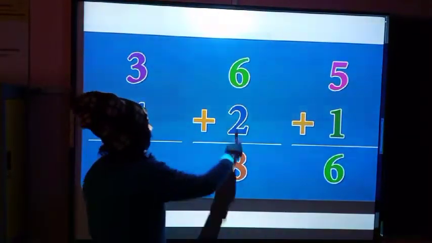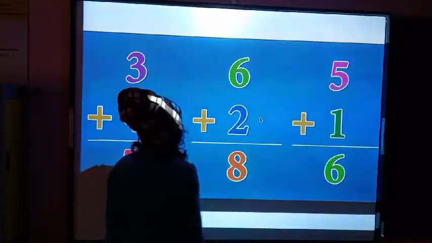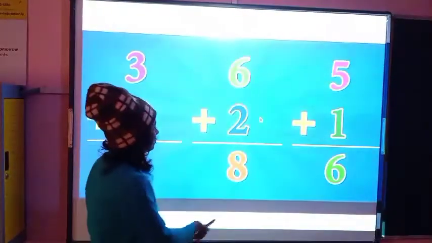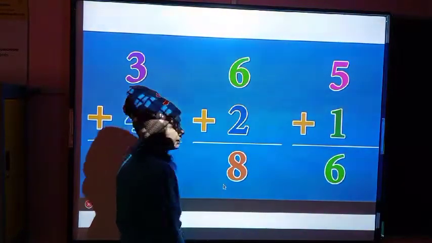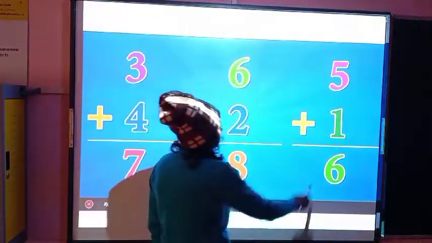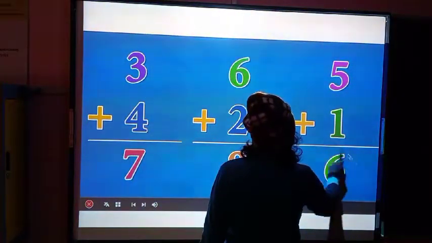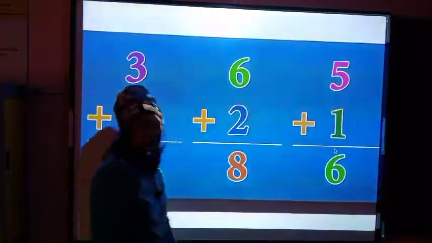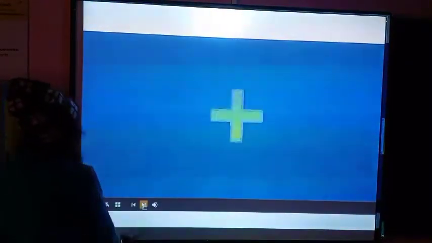Then this is 6 and this is 2. So the result will be 8. Then 5 and 1. The result will be 6.